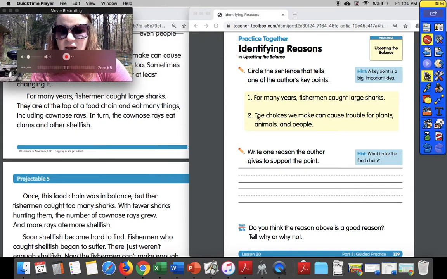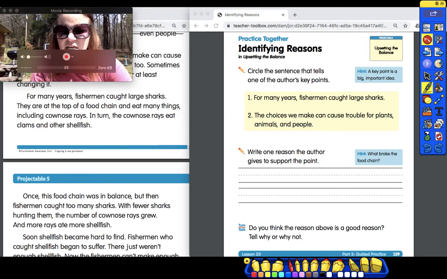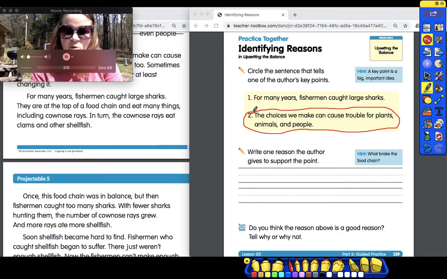So look at these two sentences right here. Number 1, for many years, fishermen caught large sharks. Number 2, the choices we make can cause trouble for plants, animals, and people. So which one of those do you think is the key point that the author wanted us to know? Right, number 2. Now the number 1 sentence is in that story, but that's not the main idea. They want us to know that the choices we make can cause trouble for plants, animals, and people.